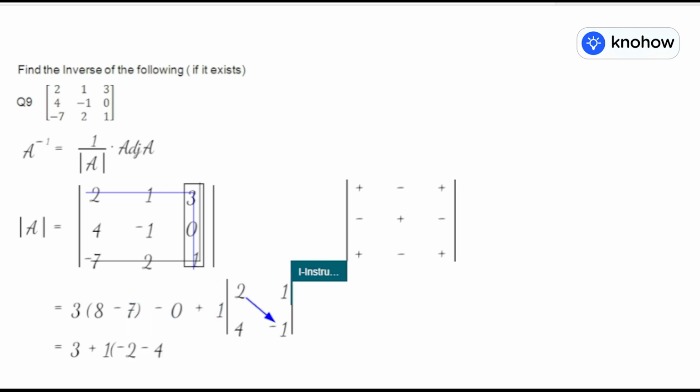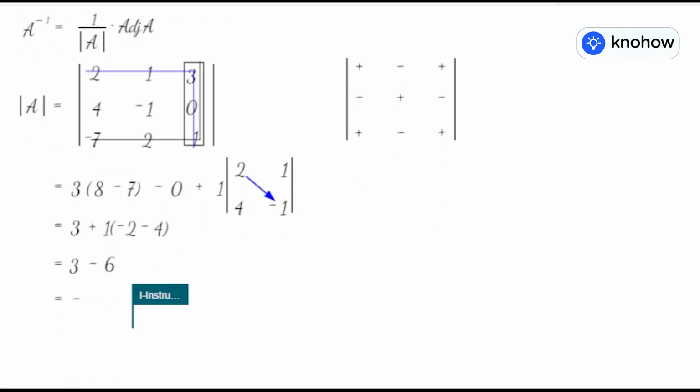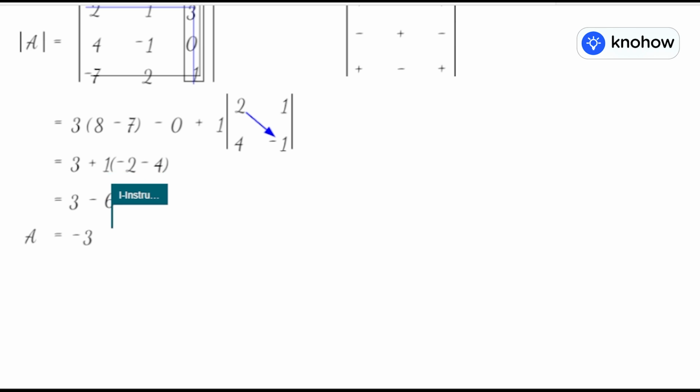So you get 3 minus 6, that is minus 3. So what is the value of determinant A? Determinant A is minus 3.